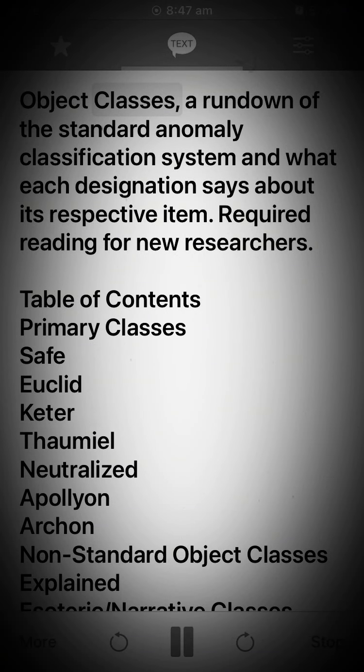Object classes. A rundown of the standard anomaly classification system and what each designation says about its respective item. Required reading for new researchers.